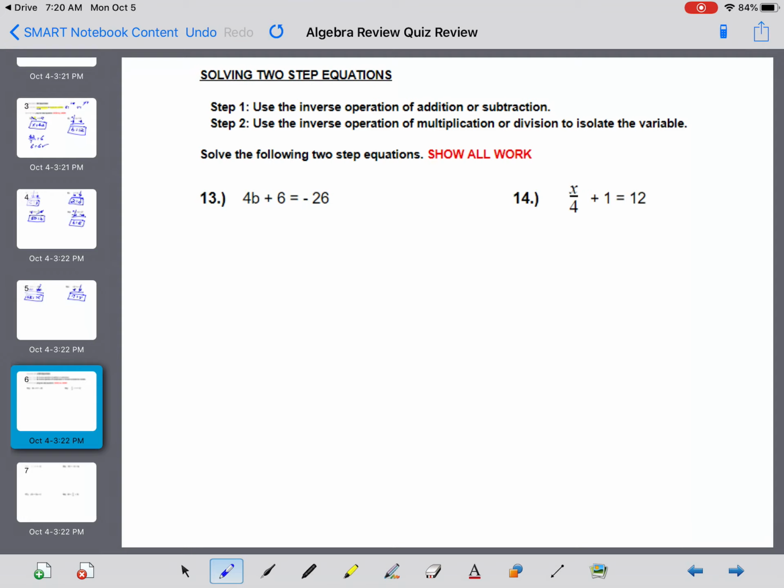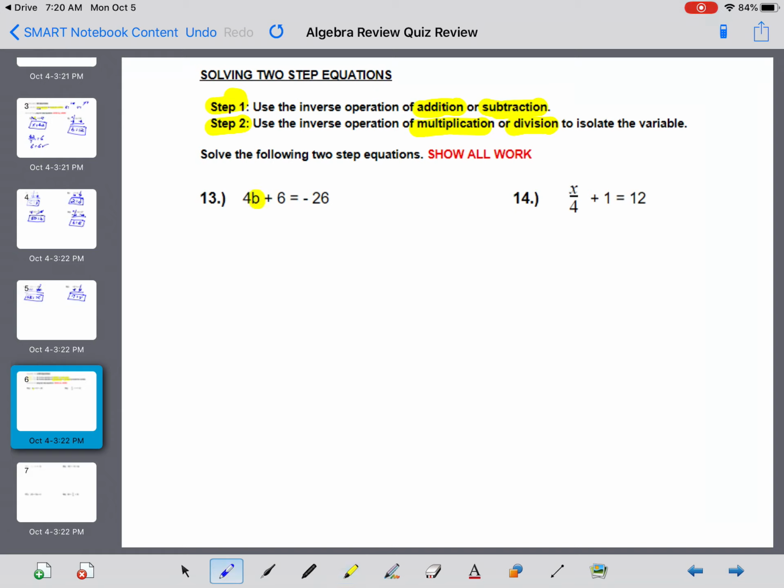All right, the last part of your quiz is two-step equations. This is what we practiced all last week. So you have 2 steps, step 1 and step 2. Step 1 is you're going to either use the inverse of addition or subtraction. Step 2 is you're going to use either multiplication or division.